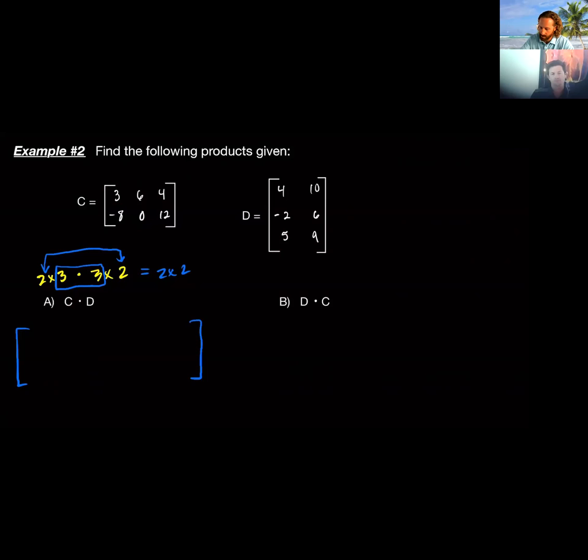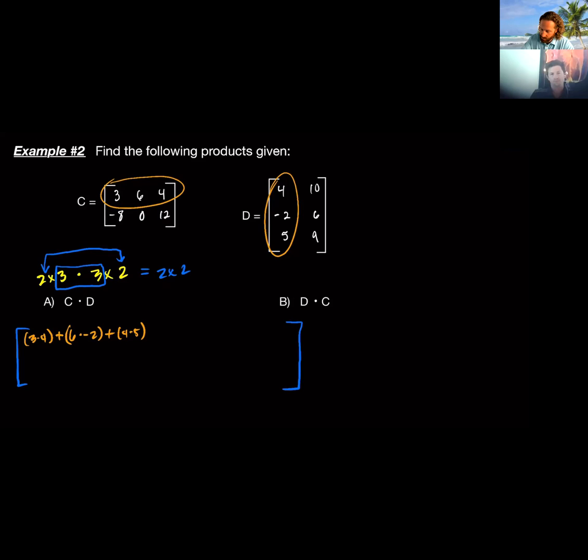All right, I'm going to take this row 1, which is 3, 6, 4, and I'm going to multiply it times the first column in the other. So I'm going to take the 3 times 4 and add it to the 6 times -2. And add it to the 4 times 5. Everybody got that? Cool, then let's do it again.